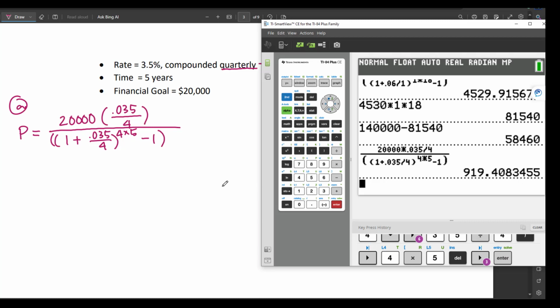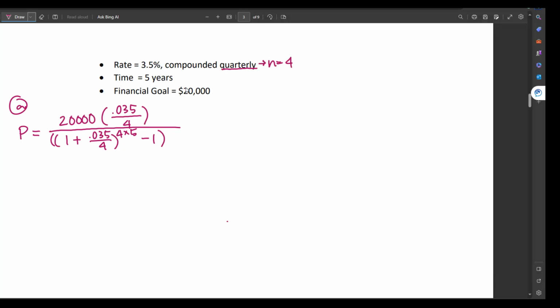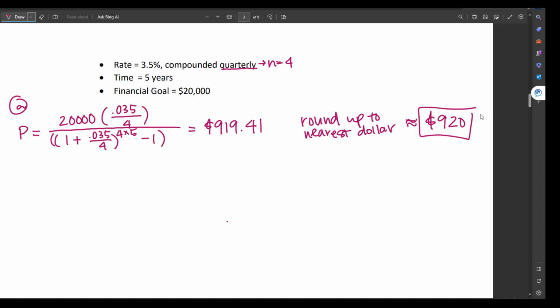We're going to round it up. I believe on all of these payments, Pearson will tell you to round up. So it's $919.41. But if Pearson tells you to round up to the nearest dollar, then we would round to $920.